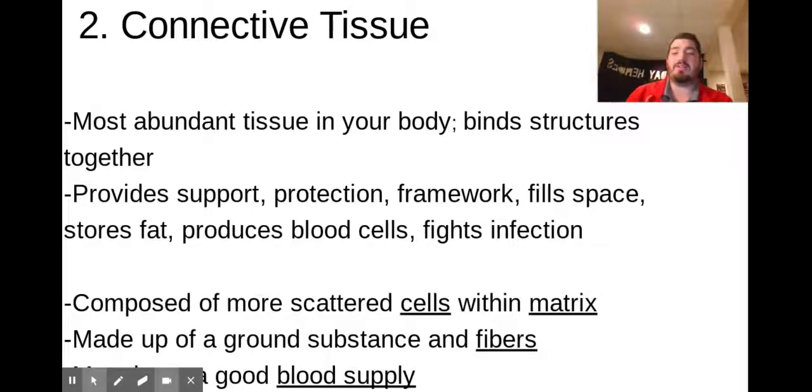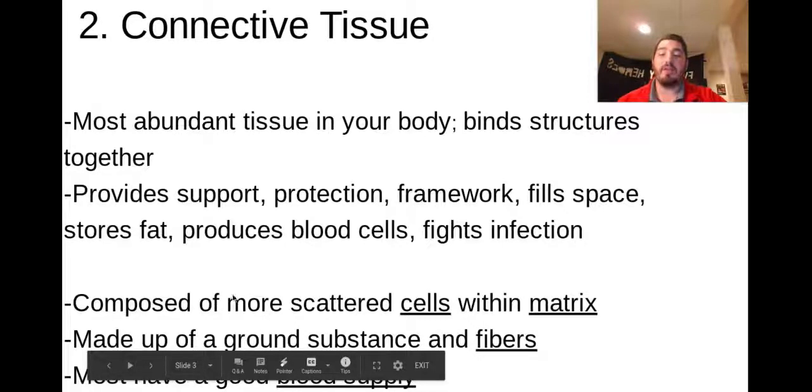Probably one of my favorite. It's just that it has such a wide variety of jobs in your body, right? It helps you sit up and stand up straight and move around. It also protects you from trauma and outside invaders and things like that. It helps you store energy, right? It makes up our blood and moves things all around our body, and it fights infections. I mean, so many different jobs here for just one type of tissue. It's really, really amazing, okay?